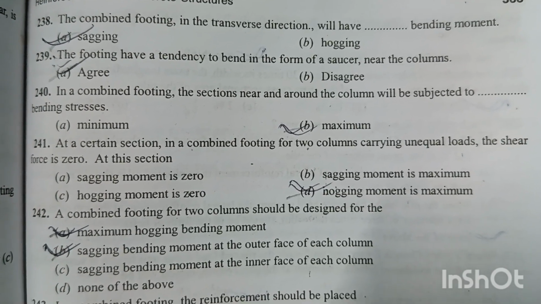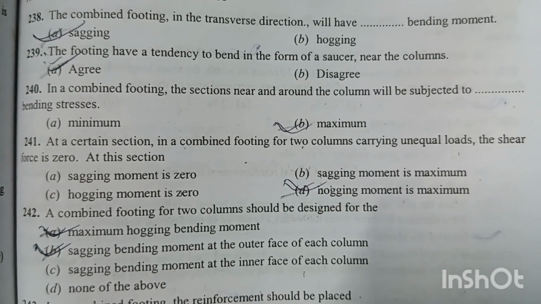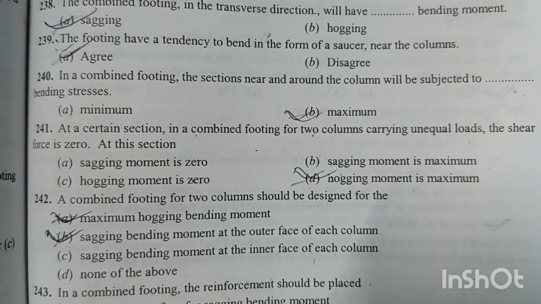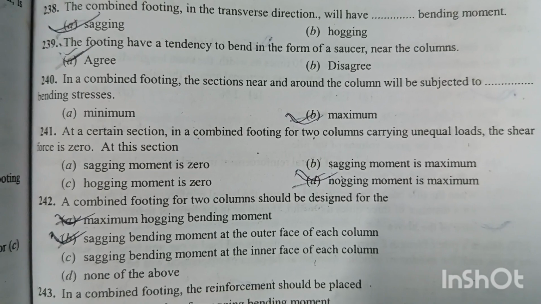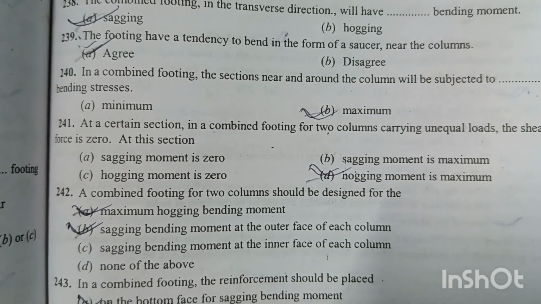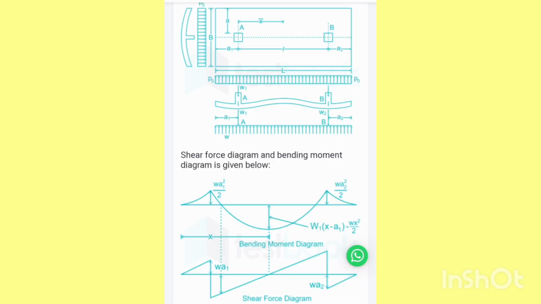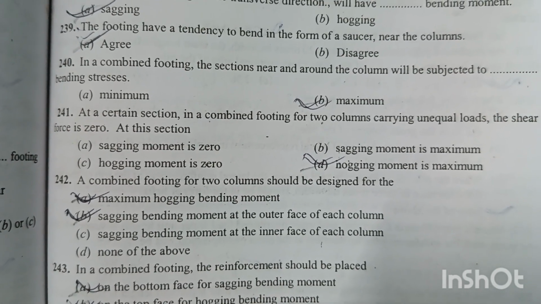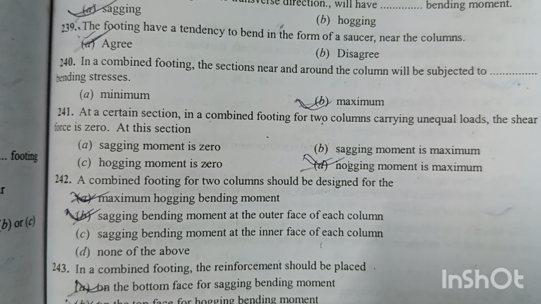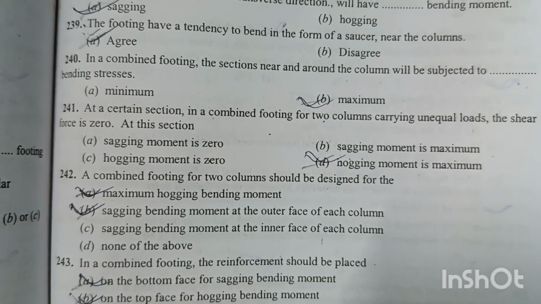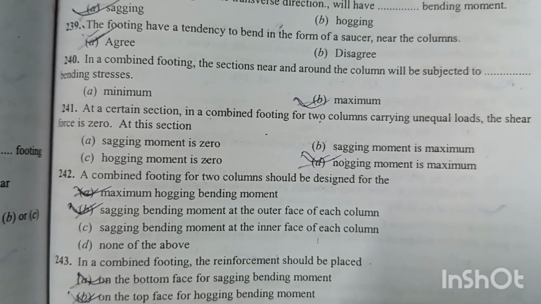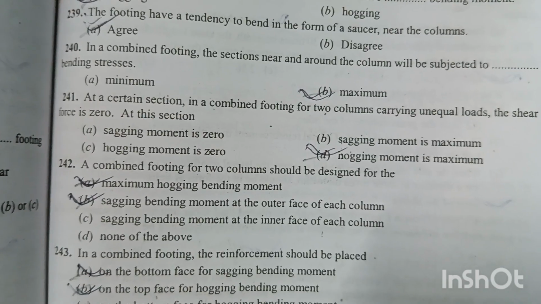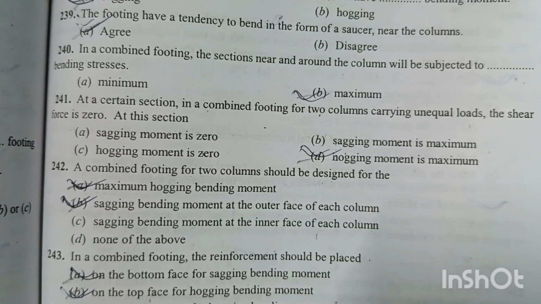Question number 241. At a certain section in a combined footing for two columns carrying unequal loads, the shear force is 0. At this section, hogging moment is maximum. Option D is the right answer. Question number 242. A combined footing for two columns would be designed for the maximum hogging bending moment. Option B, sagging bending moment at the outer face of each column. Both options A and B are right.